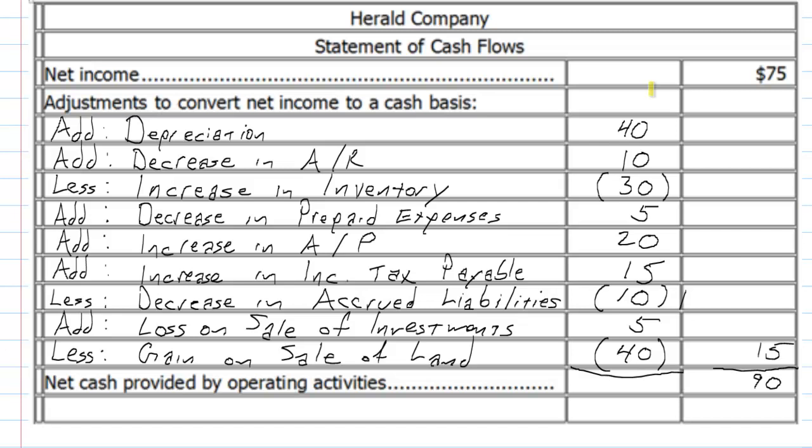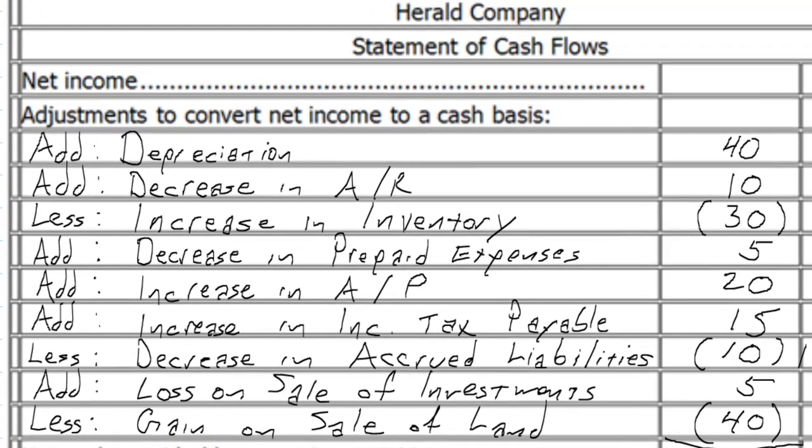In this video we're going to be using exercise 14-5 to illustrate how to prepare a statement of cash flows using the indirect method. We're going to be starting with net income, which you can find at the bottom of the income statement. In this case it's 75. Next we're going to add back the accumulated depreciation credits for the month.